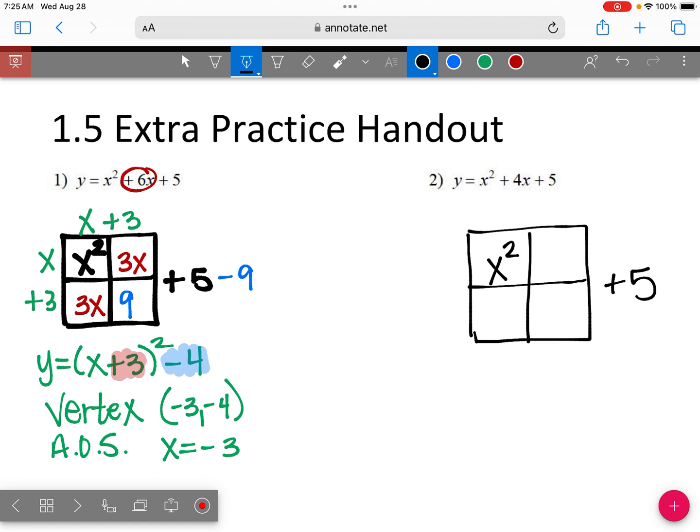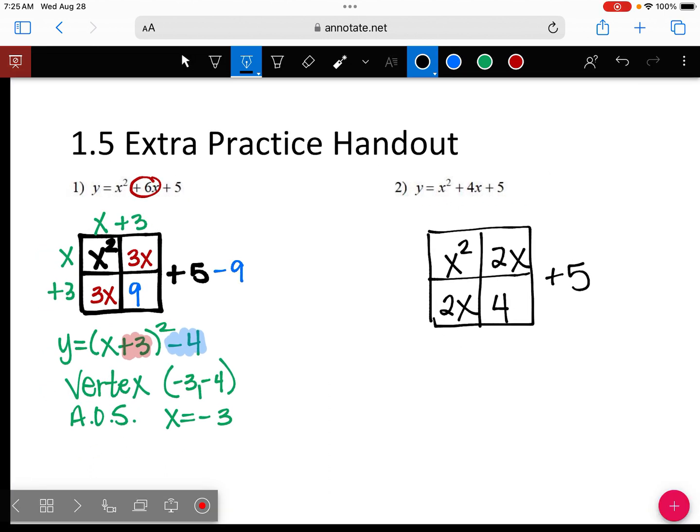And then you're going to take half of 4. What's half of 4? Put that here and here. So what number is going to complete the square? 4. So you take 2 times 2, you get 4. But then you have to take that 4 away. Whatever number you add, let me go ahead and put that in a different color. Whatever number I add here, I have to subtract it.